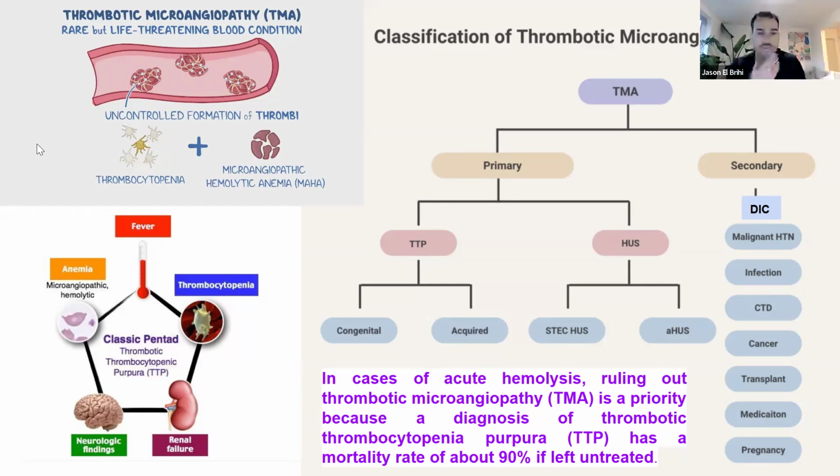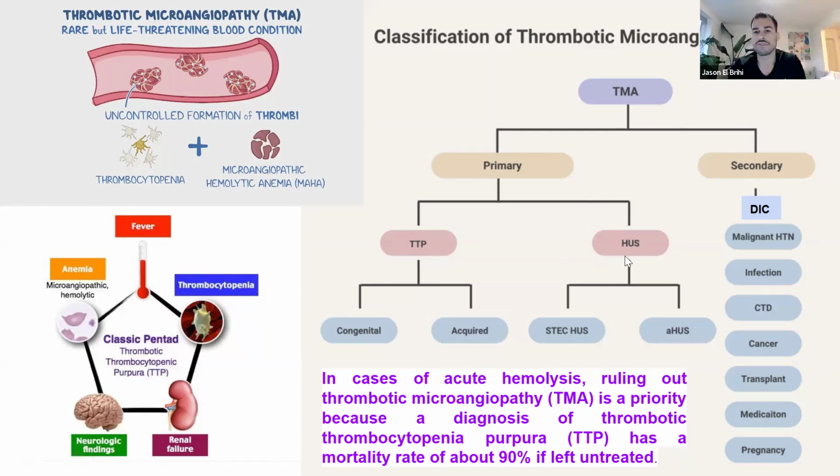One of the most important ones to recognize is TTP, because TTP has a mortality rate of 90%. And to treat it, you need to do urgent plasma exchange. So the most important MAHA or TMA to rule out is TTP. And that is diagnosed with a pentad of fever, anemia, which is microangiopathic, so you get the helmet cells, thrombocytopenia, neurological findings, and renal failure.